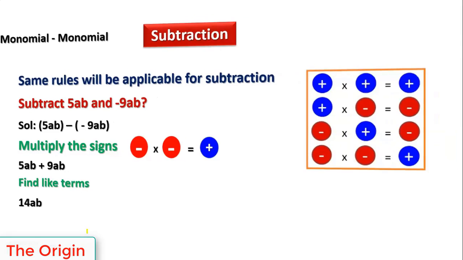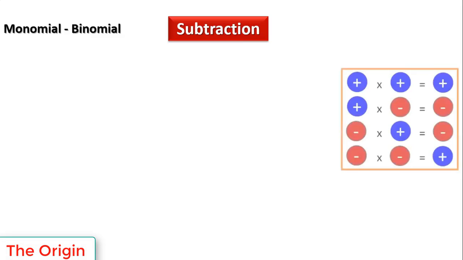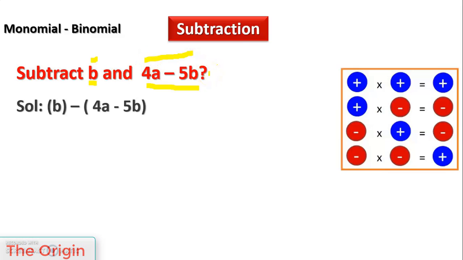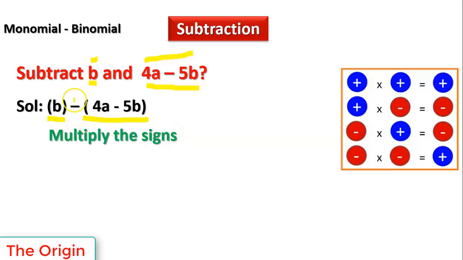Next one, subtraction of monomial by binomial. Look at here once, I have taken the problem here. Subtract b and 4a minus 5b. Single term, monomial; 2 terms, binomial. Same, I kept brackets here: b minus of 4a minus 5b. Multiply the signs. So here you should multiply the minus sign with the given 2 terms. Minus into plus and minus into minus.